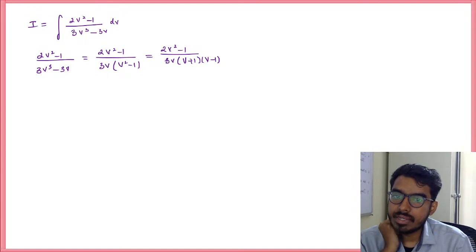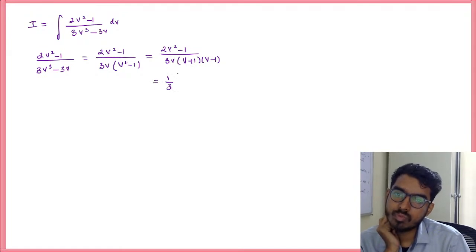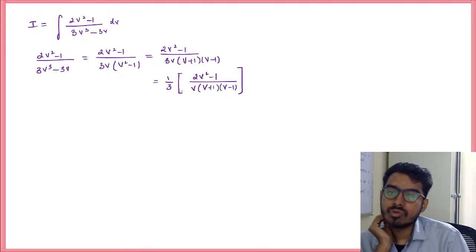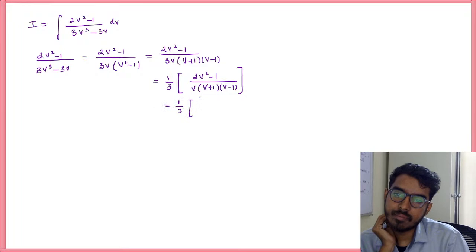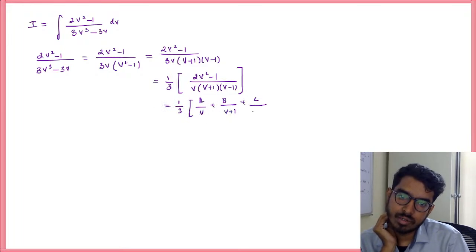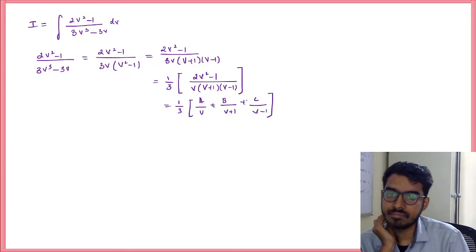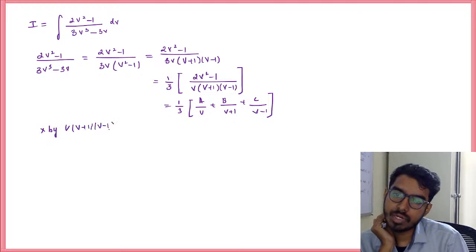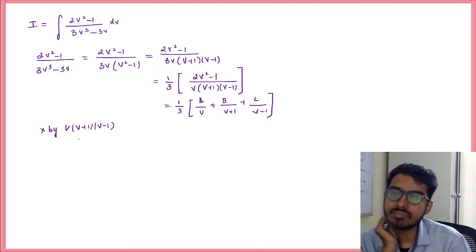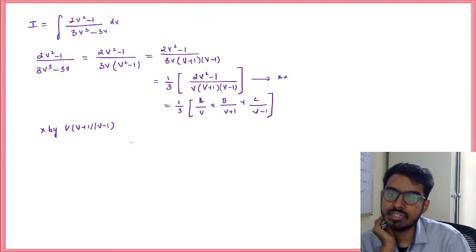So this can be written as, let's take this 1 by 3 outside, (2v² − 1) by v into (v + 1) into (v − 1). This will be 1 by 3 times a by v plus b by (v + 1) plus c by (v − 1), right? So multiply throughout by v into (v + 1) into (v − 1). Let's call this double star.